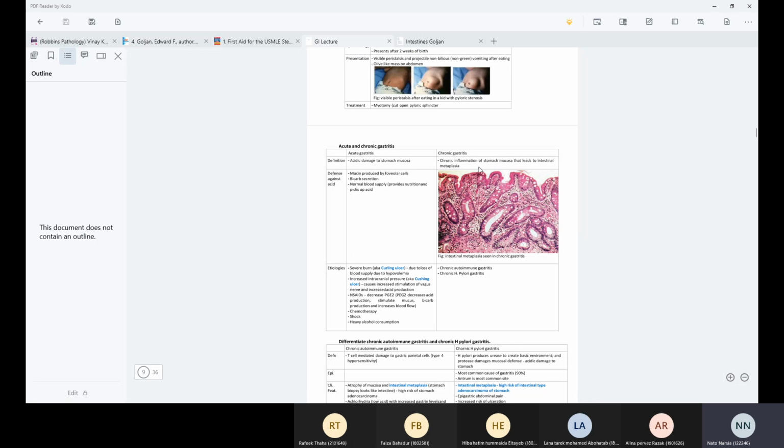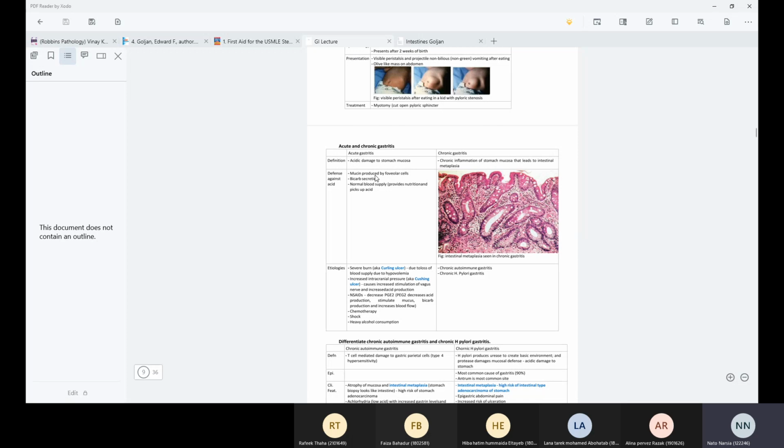Now, that is the pathogenesis of these two. What happens? Chronic inflammation of the stomach mucosa is chronic. This is acute inflammation, where acidic damage occurs. So the pathogenesis is either overproduction of gastric acid or lack of defense against acid. How do we protect our mucosa?